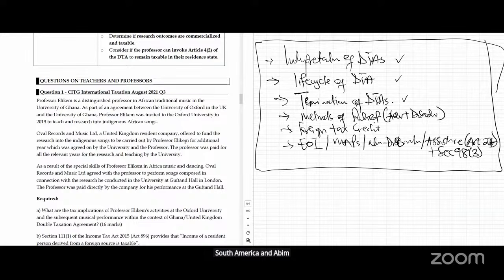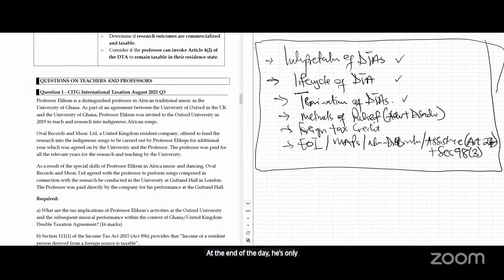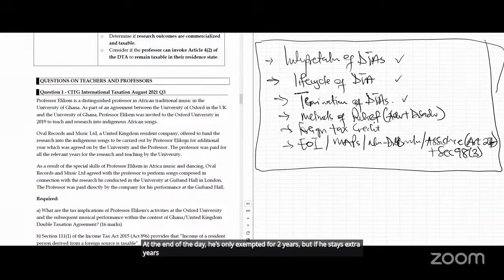So what two articles are we talking about here? You have to talk about all the principles. One, it must be a recognized educational institution. It must be in relation to research or education purposes, right? At the end of the day, he's only exempted for 2 years, but if he stays extra years, the whole of the period will be taxed, right?